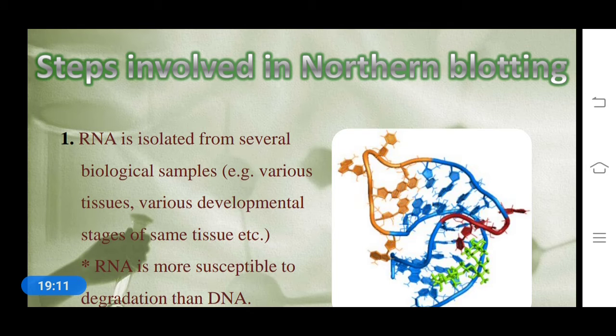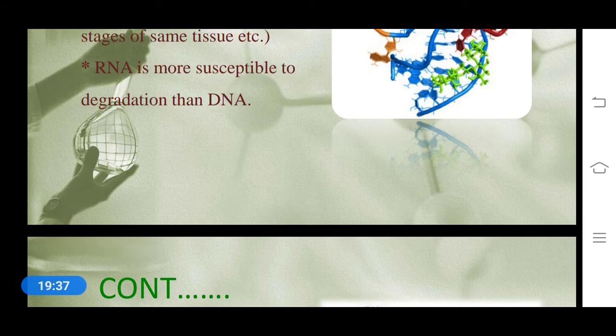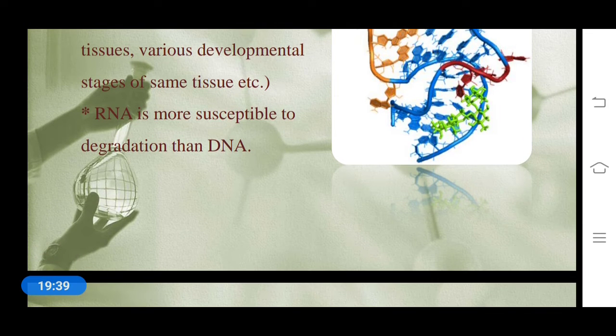Before that, let's see the stepwise procedure of Northern blotting. Here RNA is isolated from several biological samples, various tissues, and various developmental stages of the same tissues, etc. RNA is more susceptible to degradation than DNA. So this RNA is easily degraded when compared to DNA.